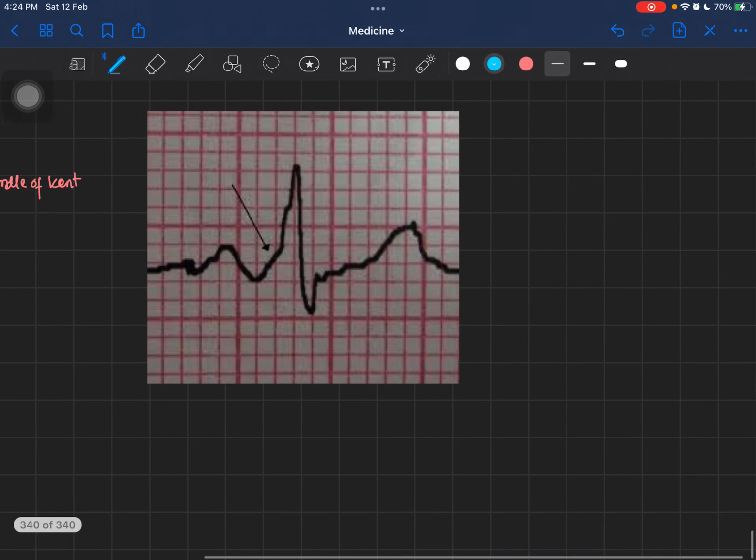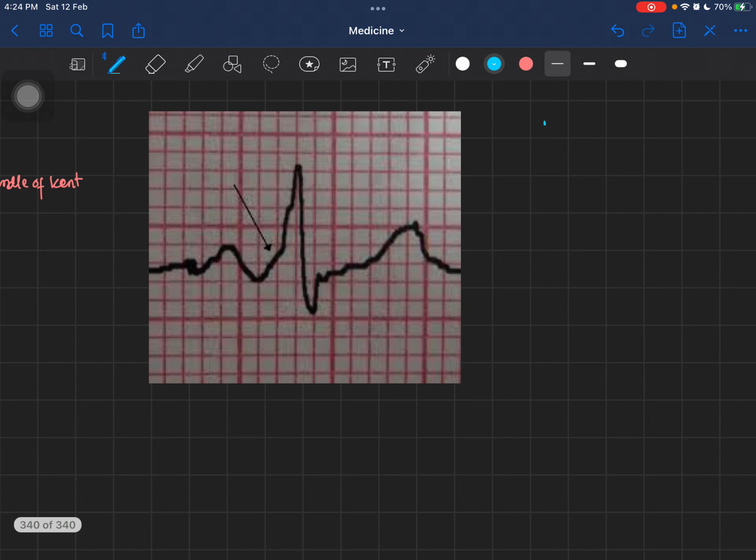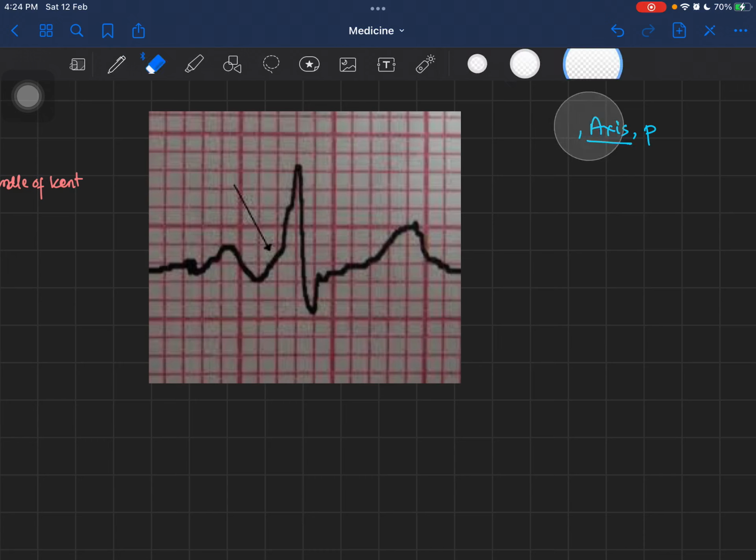Now, generally, when we look at an ECG, we analyze the heart rate first, then we analyze the axis, and then we look at the P wave. But because we cannot analyze the heart rate in this single tracing, and we also cannot analyze the axis, we are not doing that right now. So let's jump to the P wave. The P wave would be normal, so there's nothing to read about in the P wave in WPW syndrome, because this is primarily a disease of the PR interval.